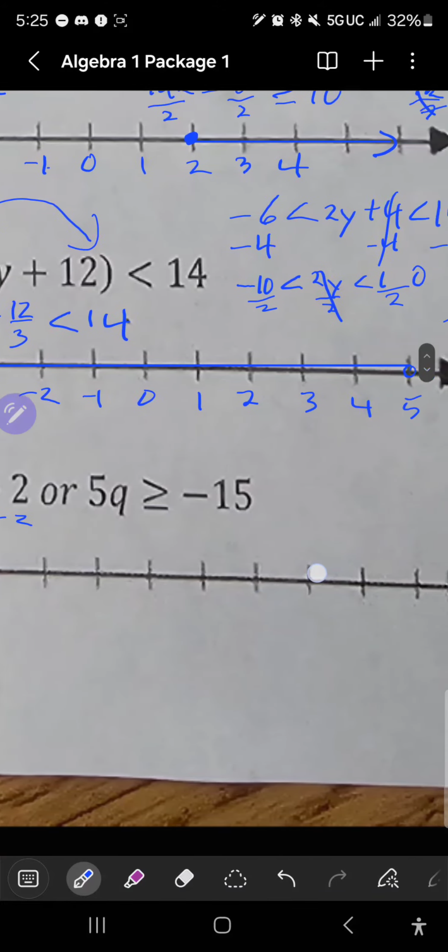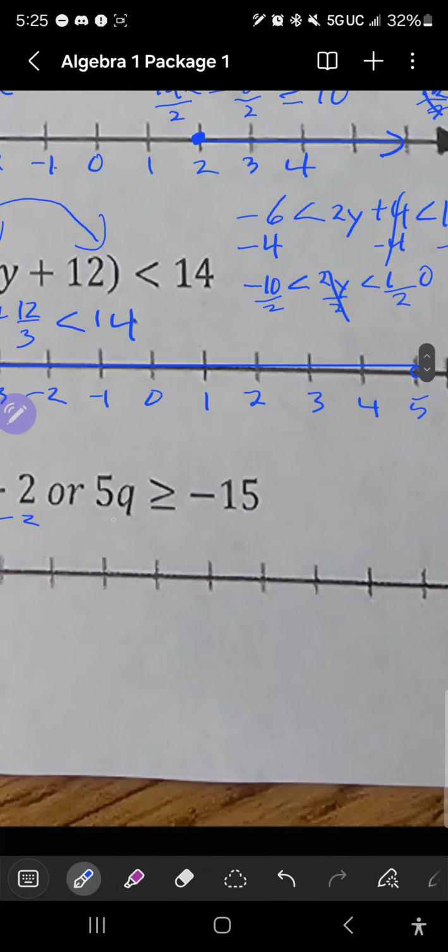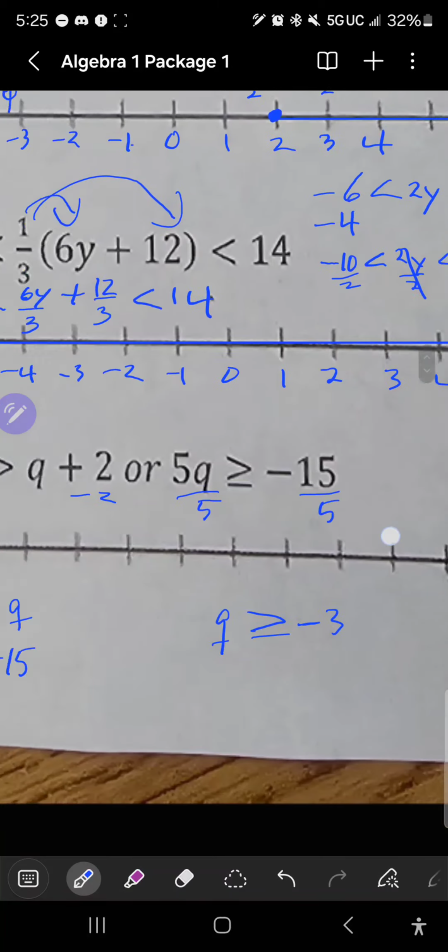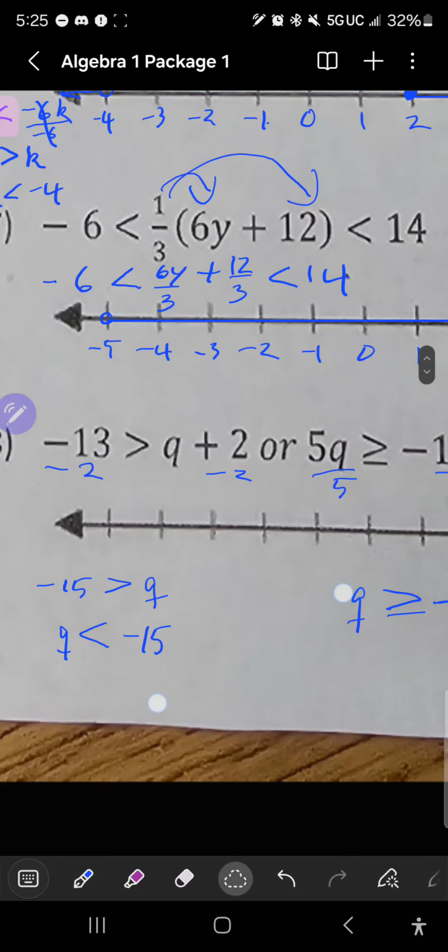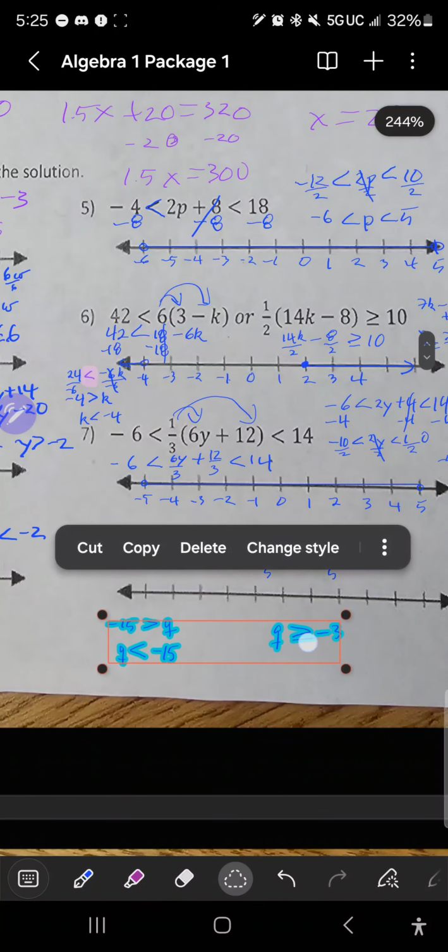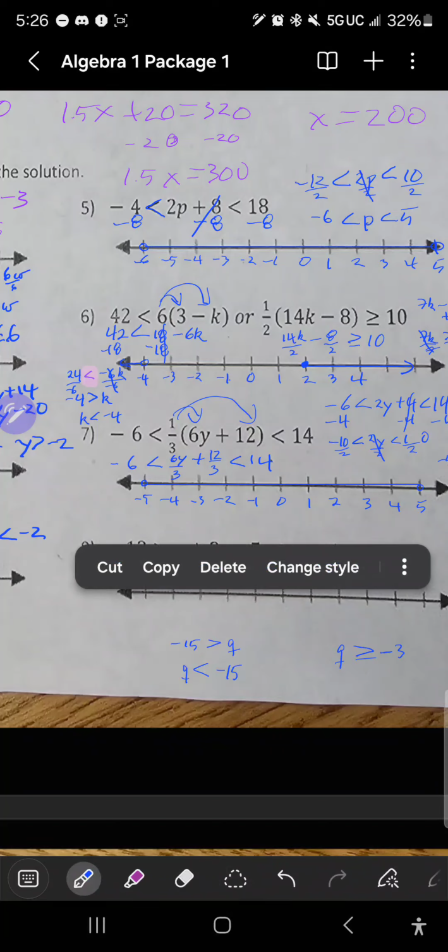Now for this one, we want to divide by 5 on both sides, and we have q is greater than or equal to 15 divided by 5, which is 3, and since they have different signs, we know that our result is going to be negative as well. That was easy, wasn't it?